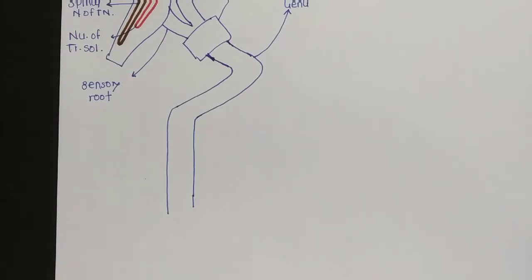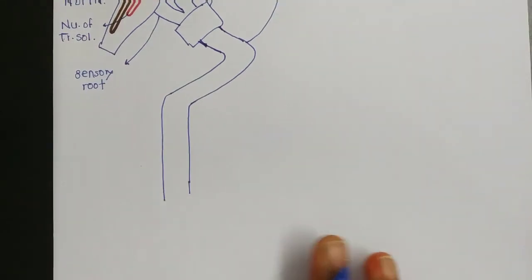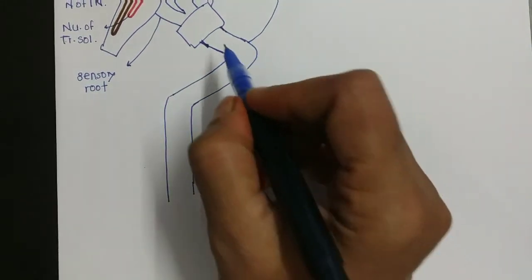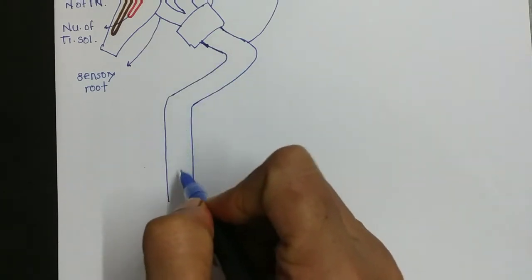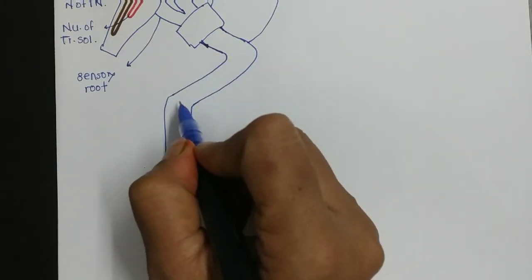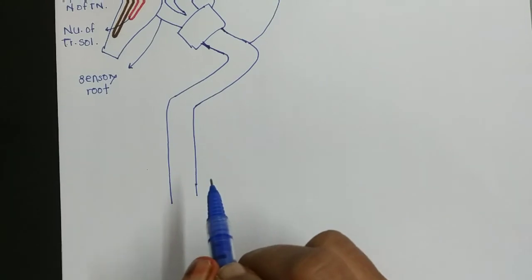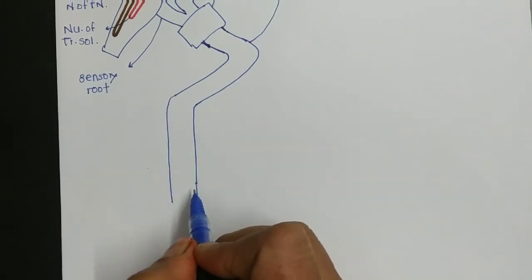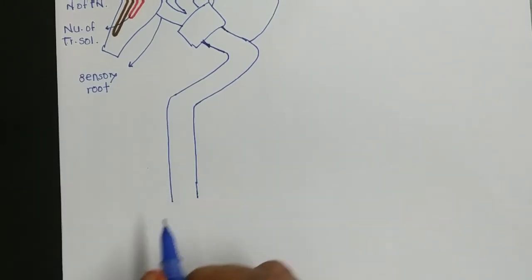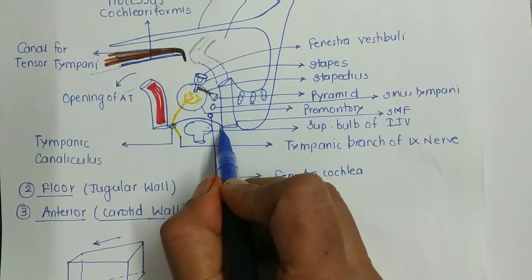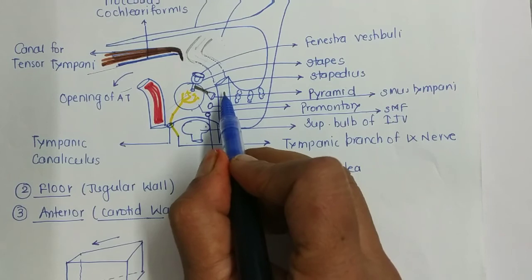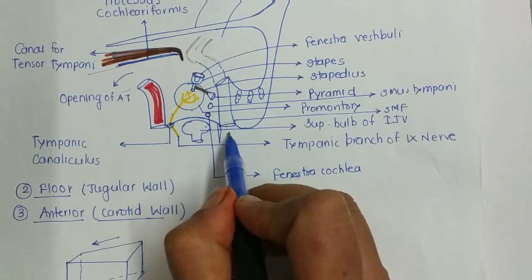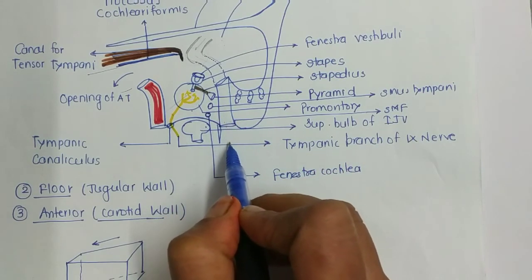So coming back to the course of the facial nerve, the same thing we have drawn over here. First part, second part, third part, first bend and second bend. Now finally the nerve, after passing through the facial canal, it leaves the skull by passing through the stylomastoid foramen. So here only we have seen that this is the stylomastoid foramen. So after passing through the facial canal, it comes out of the stylomastoid foramen.